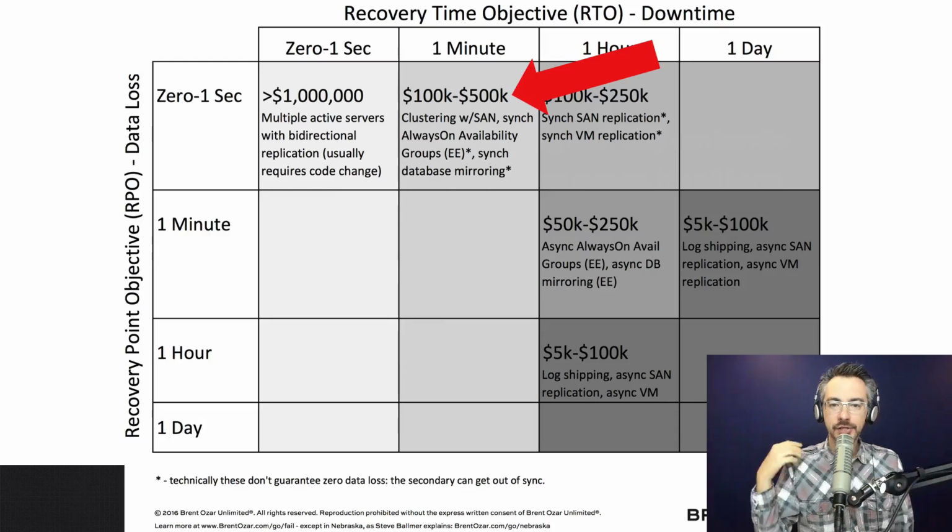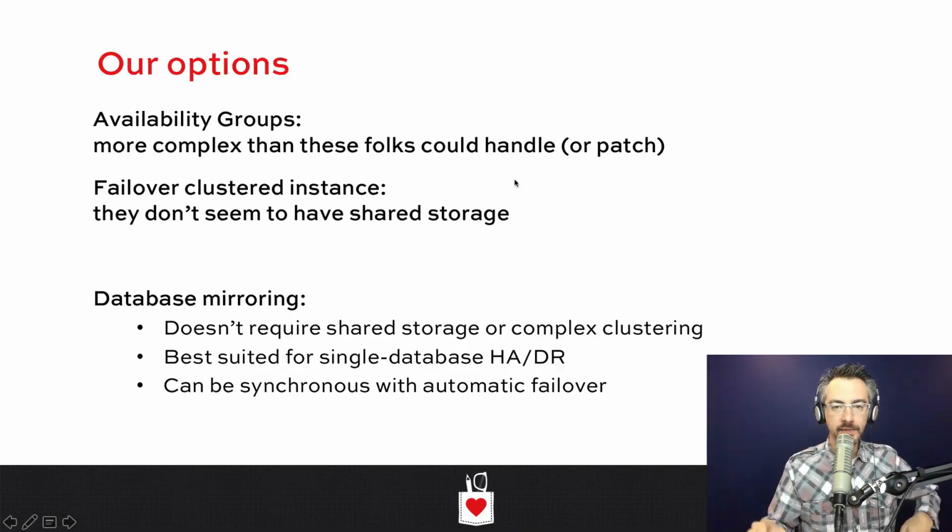So if I'm going to take this away from them, if I'm going to say, look, Always On availability groups are not the best fit for you, their goal was 0 to 1 second of data loss and around 1 minute for failover time. These are the 3 options that they have here: clustering with a SAN, synchronous Always On availability groups, or synchronous database mirroring. Availability groups has proven to be more complex than this team can manage.